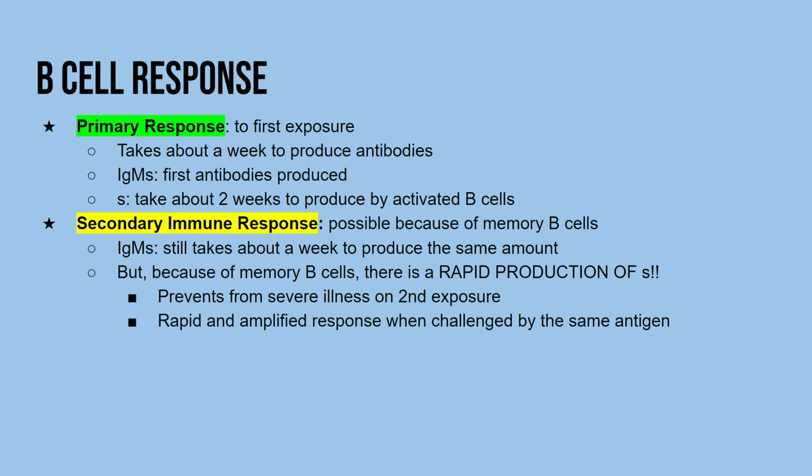And then there's a primary response and a secondary response of B cells. The primary response just refers to the first time the body is exposed to a particular pathogen. It takes about a week to produce antibodies. IgMs are the first produced. And then the secondary response is possible because of those memory B cells. So it just takes less time to initiate a response, and it prevents more of a severe illness on the second exposure.